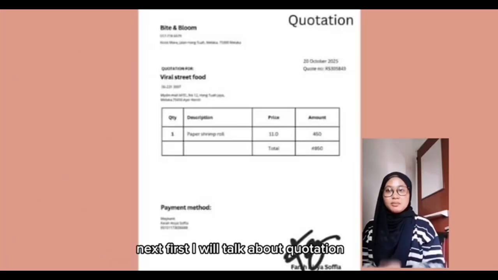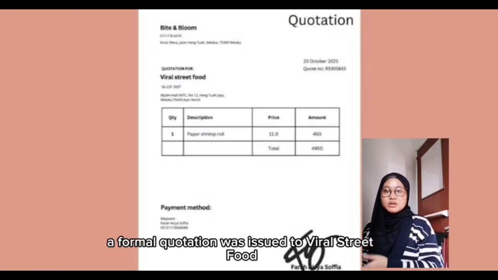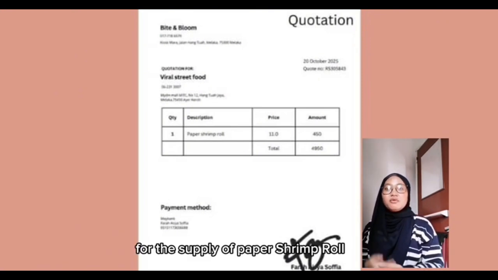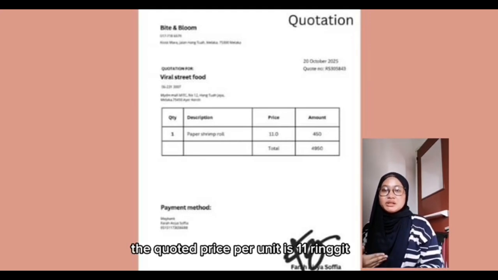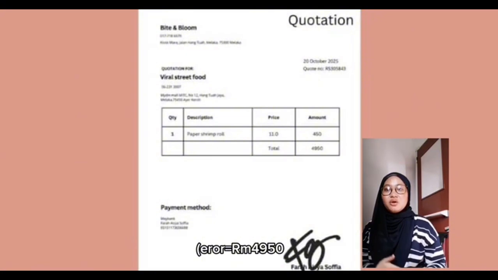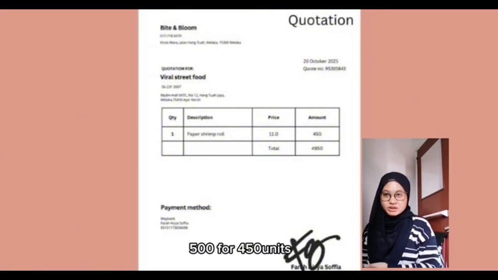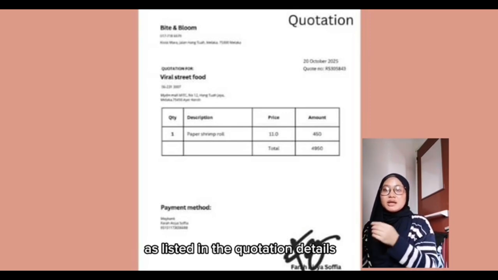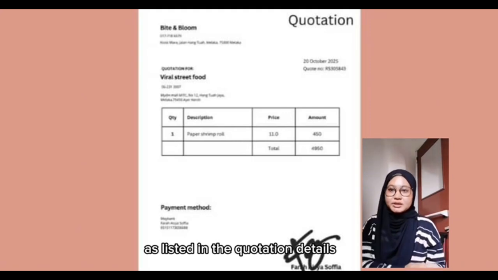Next, I will talk about quotation. A formal quotation was issued to various street food vendors on 20 October 2025 for the supply of paper shrimp rolls. The quoted price per unit is 11 ringgit with a total order value of 5,500 ringgit for 500 units. Payment is to be made to Maybank account, which is Farah Aisha, as listed in the quotation details.